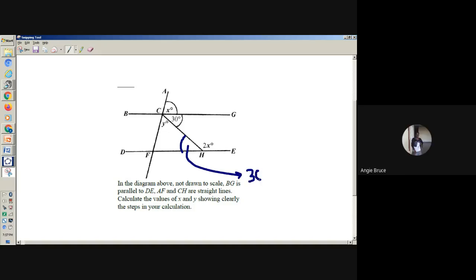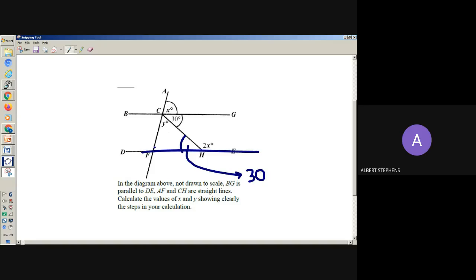That's what you're saying, right? Yes, sir. Very good. So that's how you're going to start the question. This is a Z, not true? Yes, sir. Right. So if this is 30, then this must be 30. And then this is a straight angle.